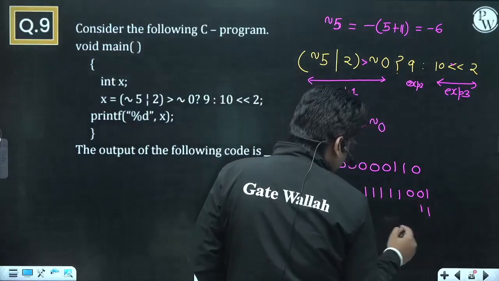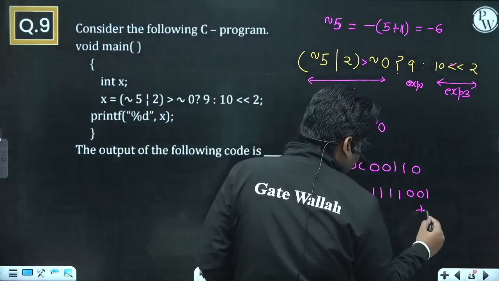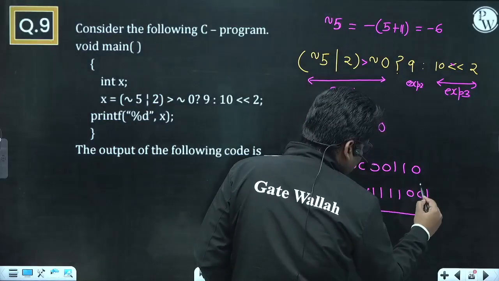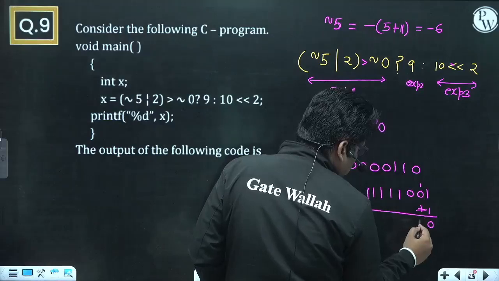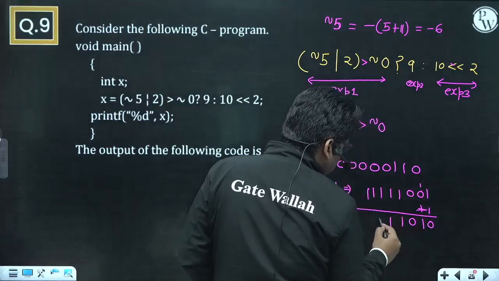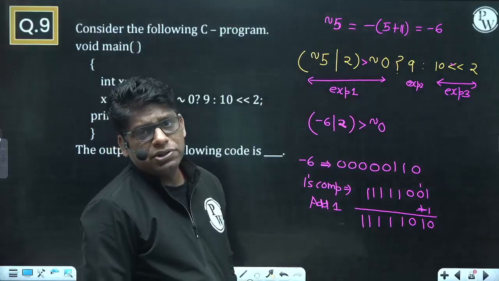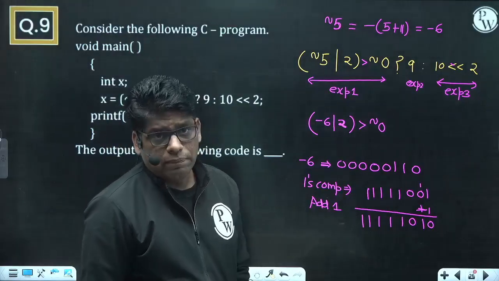So if you add 1 to it, 1 plus 1 becomes 0 and 1 carry. 1 and 0 become 1. Then 1, 1, 1, 1, 0, 1, 0. Am I right or not? Sir, this is 2's complementation. This is how minus 6 is stored.